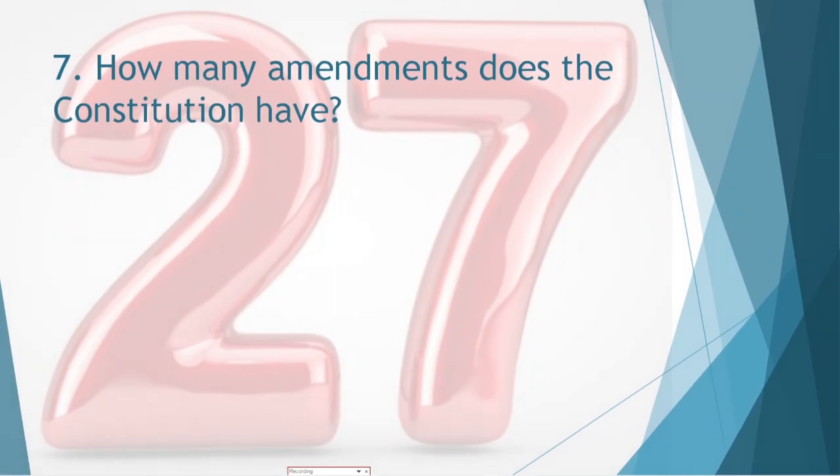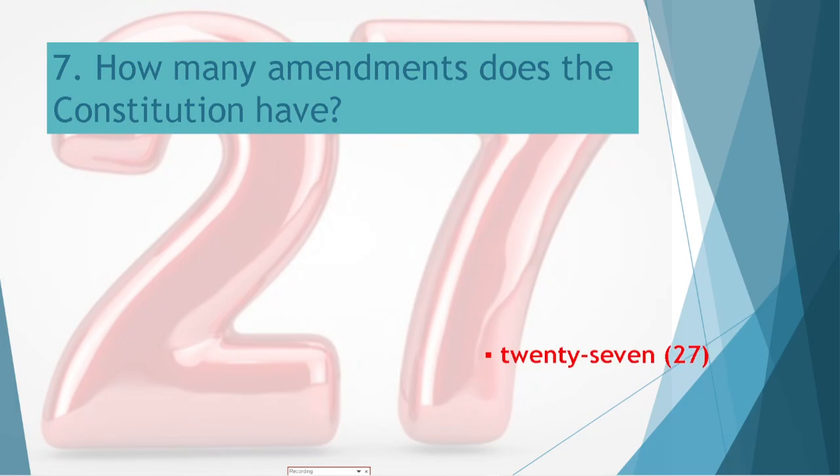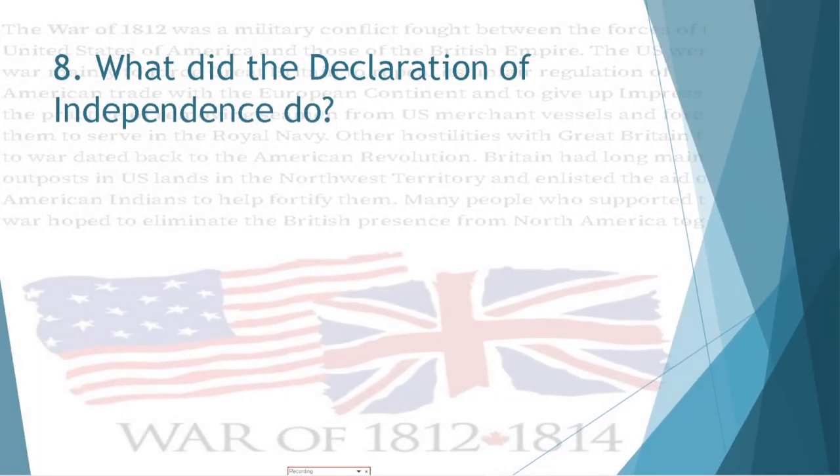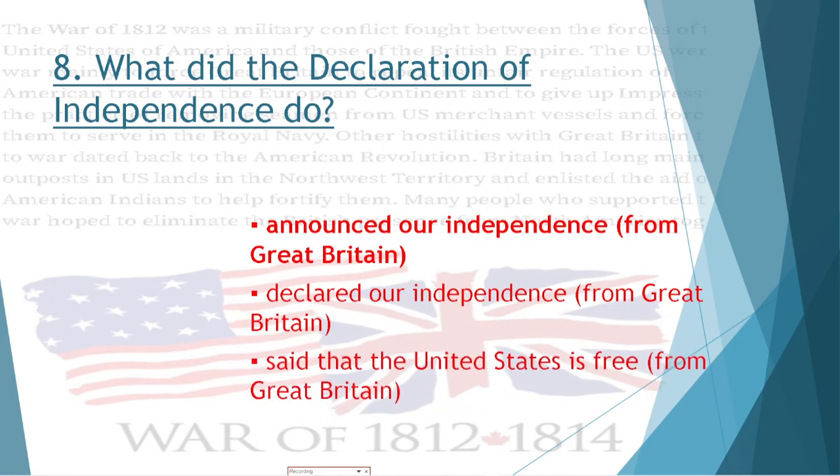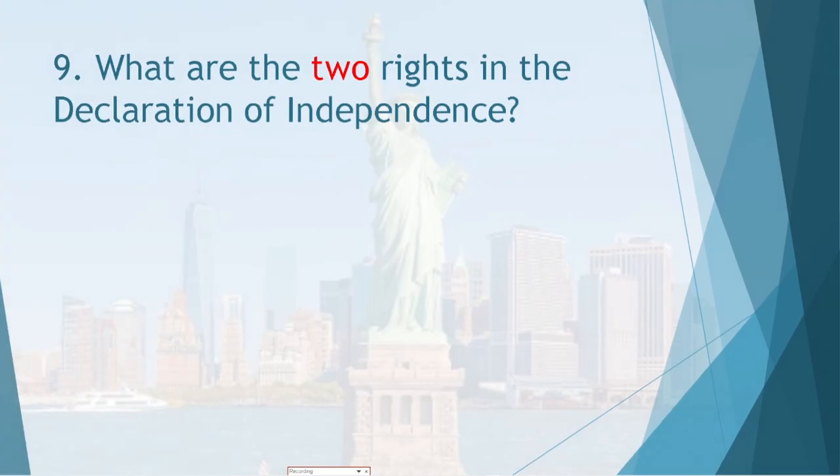How many amendments does the Constitution have? There are 27 amendments. What did the Declaration of Independence do? It announced independence from Great Britain, or declared our independence from Great Britain, and said that the United States is free from Great Britain.